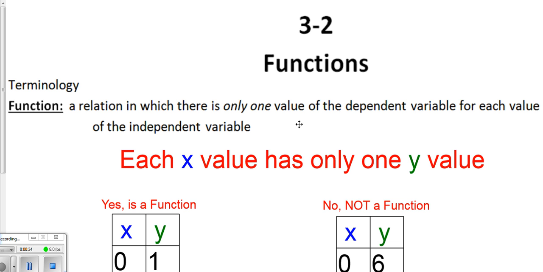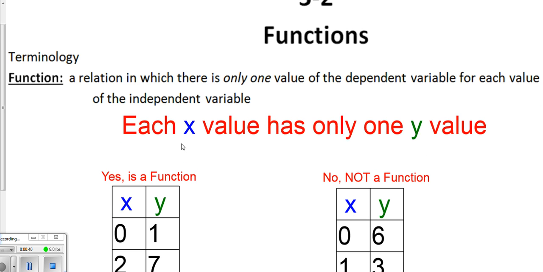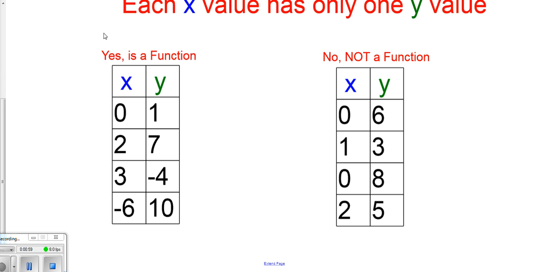Now that might sound confusing, putting our dependent variables and independent variables together. Basically, a way to say it is each x value has only one y value. So if you had a big set of numbers or a big set of ordered pairs, that relation, if in that relation each x value only gave you one y value, it would be a function. Now here's an example of what I mean by that.